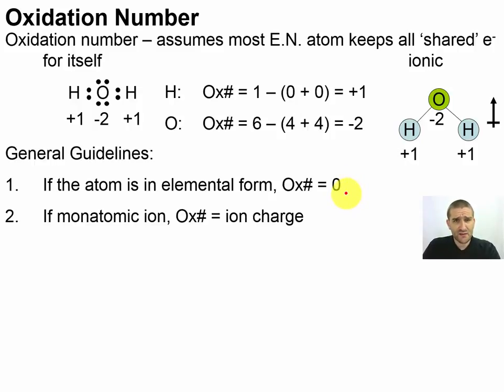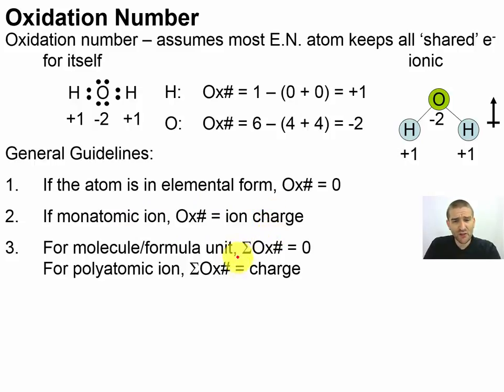Now, the second line is going to say if it's a monatomic ion, then the oxidation number will equal the total ion charge. In other words, this is the thing we already knew. If we have Fe2+, its oxidation number is +2. If we had iron 3+, its oxidation number is +3. If I have O2-, it's an oxidation number of -2. So for monatomic ions, oxidation number is the same as the charge.